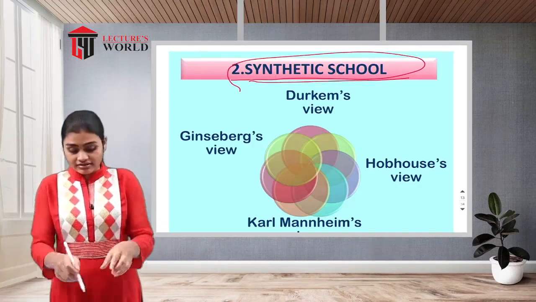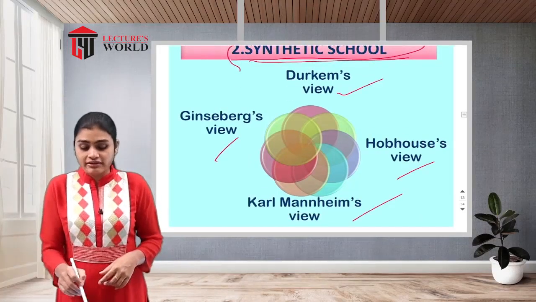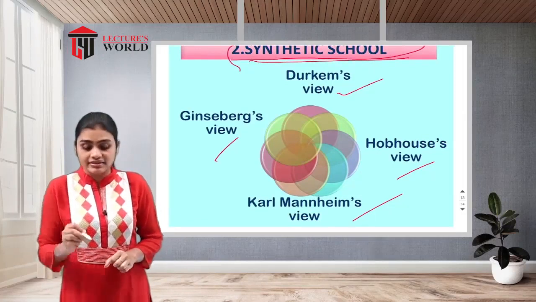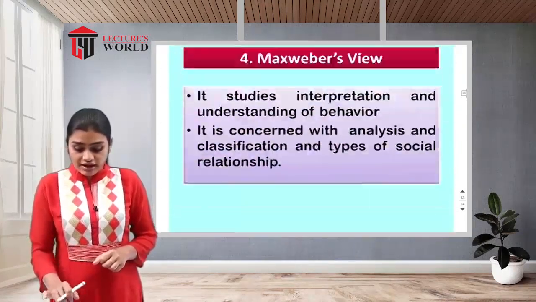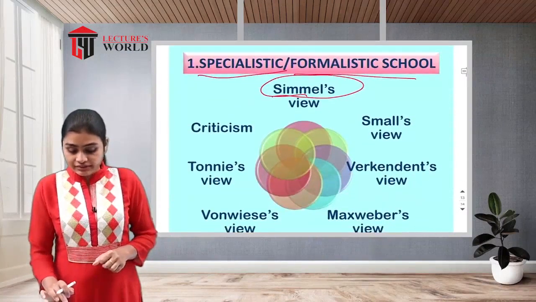So this is the group of sociologists who gathered for the study of the society as a whole. That is your synthetic school. So this is how we have these two divisions of the scope of sociology. Let's see this one by one.